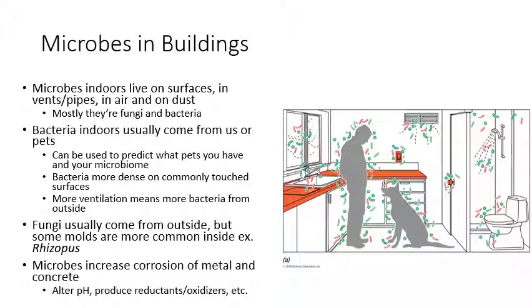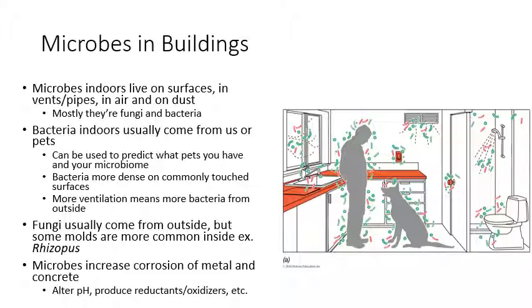Most of the bacteria would be living on surfaces that you touch a lot. So, switches, doorknobs, handles, those types of things. Those are the surfaces that accumulate the highest amount of bacteria, as well as, of course, the kitchen sponge. And in general, if you have more ventilation in a building, more air communication with the outside, then you're going to see more bacteria that have come from outside rather than coming from a person or a pet.